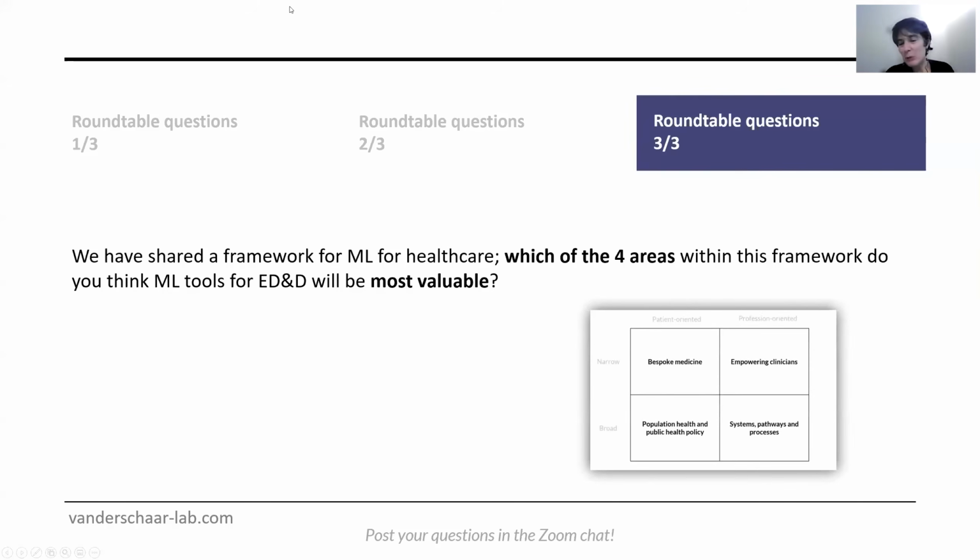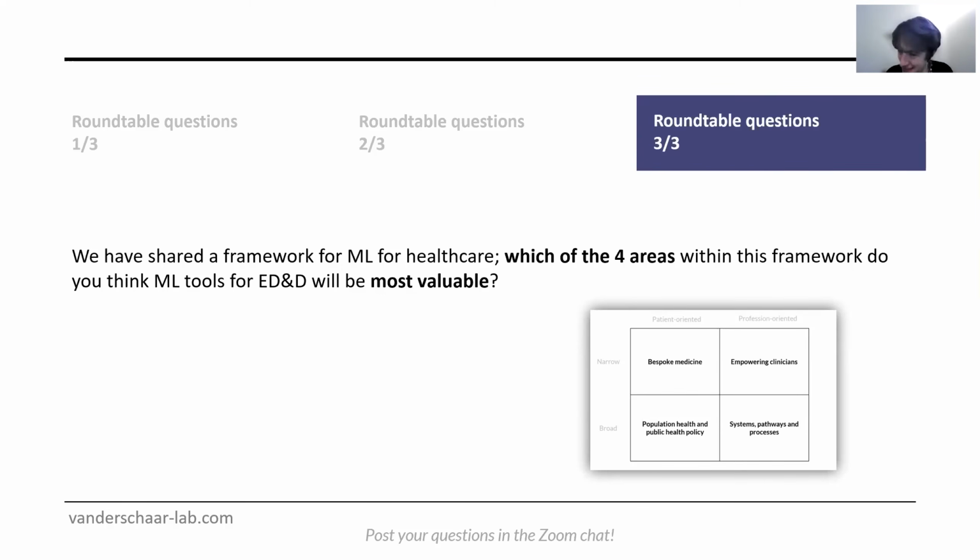So we divided these machine learning tools in some of these earlier sessions into patient-oriented and kind of narrow, which we call personalized medicine or bespoke medicine. Then tools that are mainly aimed at empowering clinicians, population health and public health policies, and here I think ideas such as screening may play a role. And finally, better system pathways and processes, which can really empower healthcare systems, whether at the national level, like the NHS, or at the hospital level.